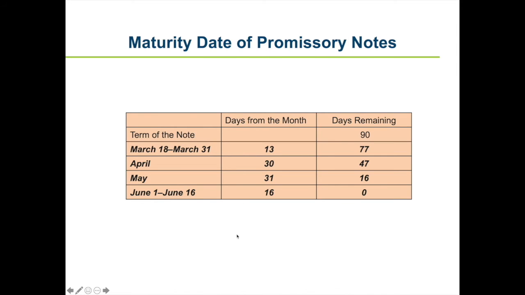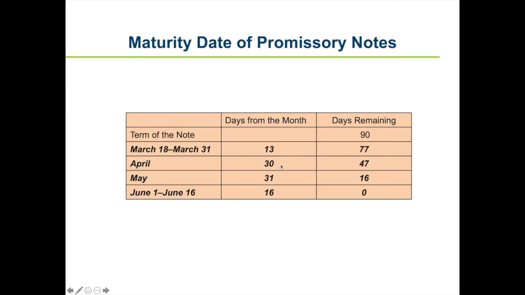Next, we're going to figure out the maturity date of the promissory note. We have to figure out what date this note is due. You will use a table that looks something like this. The term of the note, 90 days. Then you're going to figure out how many days are left in March. From March 18th through the 31st, there's 13 days left. At the end of March, you have 77 days remaining on your note. You take 90 minus 13 is 77.